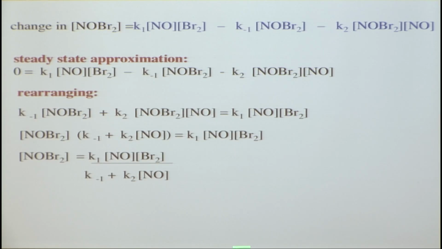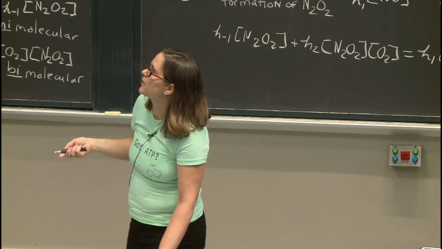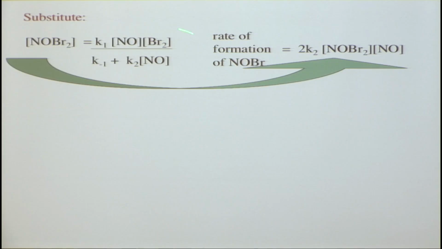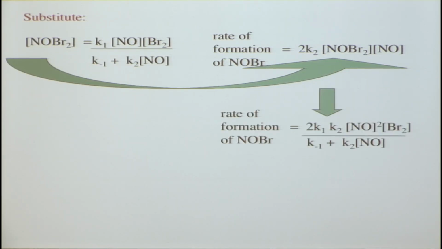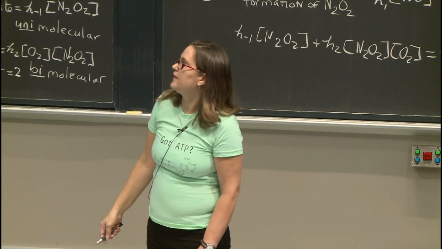All right, now we're done solving for our intermediate. We have no more intermediates in there. So we can now plug this back into the expression we had before. We take this, plug it in here, and that gives us this formation. So we have 2 times k1, NO times NO, NO squared, Br2 on top, k minus 1 plus k2 times NO on the bottom.